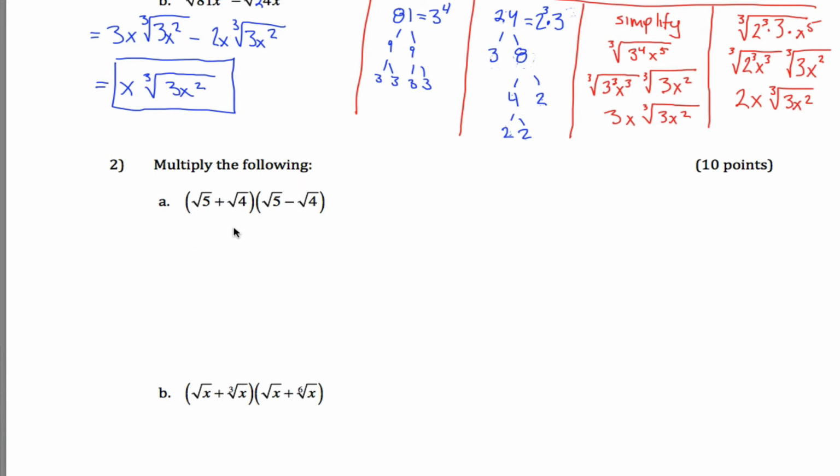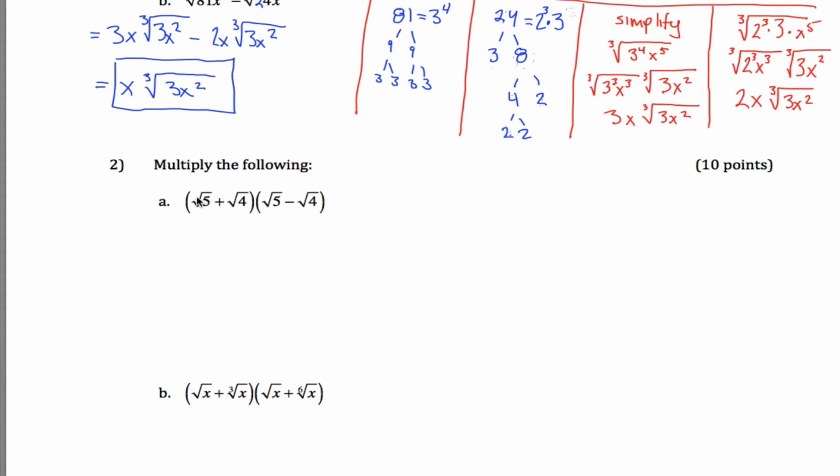Multiply the following. So when you multiply these, you're thinking FOIL. You have to multiply this times this, this times this, this times this, this times this. But you might recognize that we have a special form here. We have what are called conjugate pairs. Something plus something times something minus something.